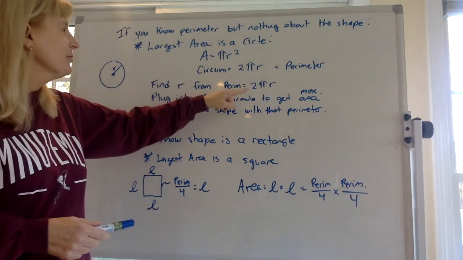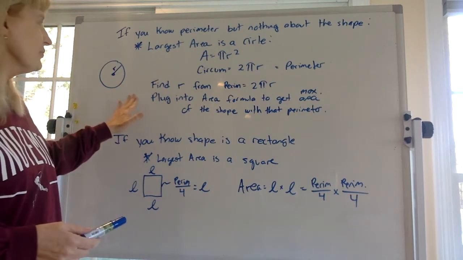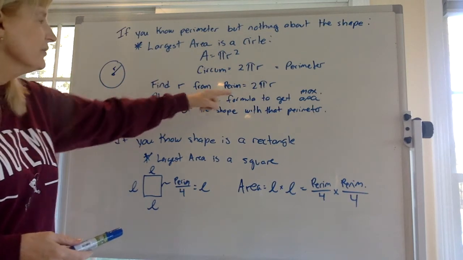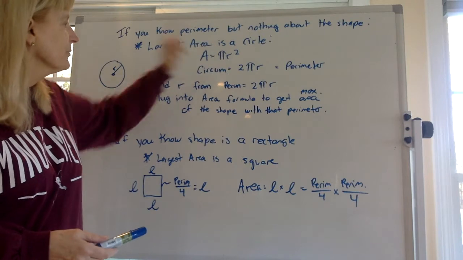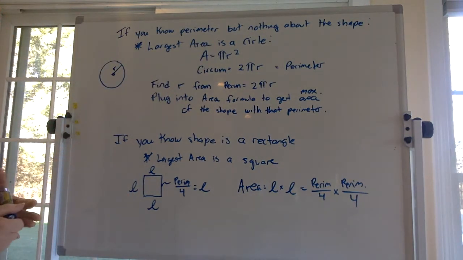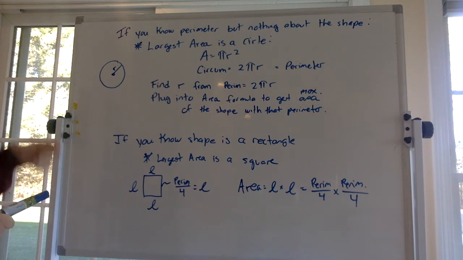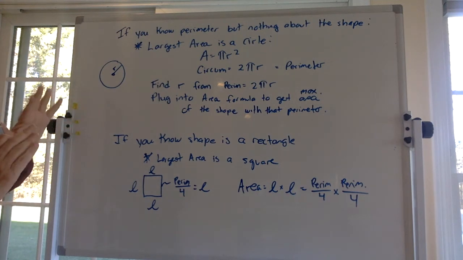So you find the r from the circumference formula, and then you take that r that you figured out and plug it into the area formula to get the maximum area that I could enclose with this amount of fencing. Okay? That's if they tell you you don't know anything about the shape.